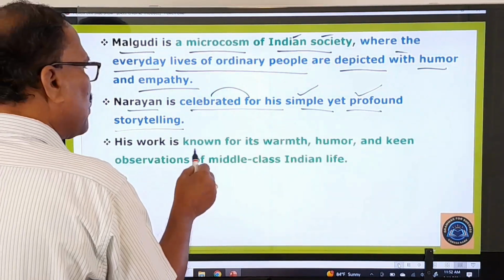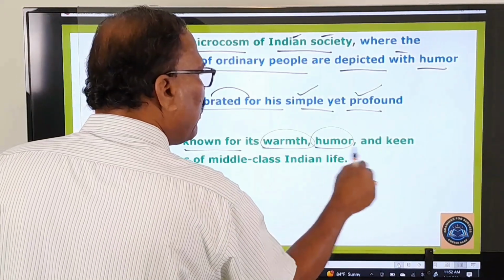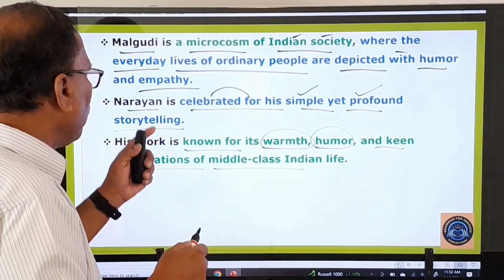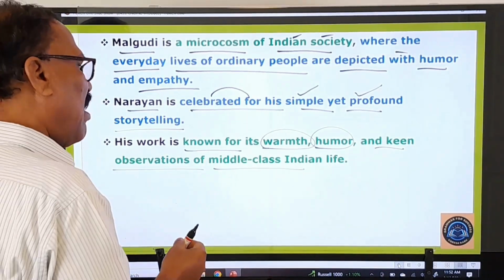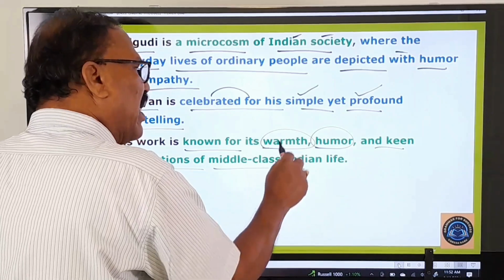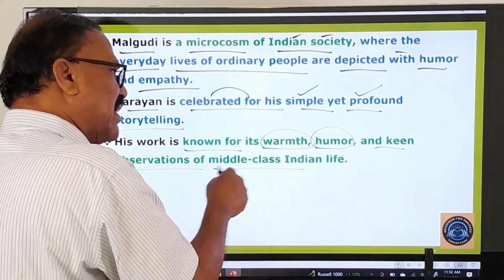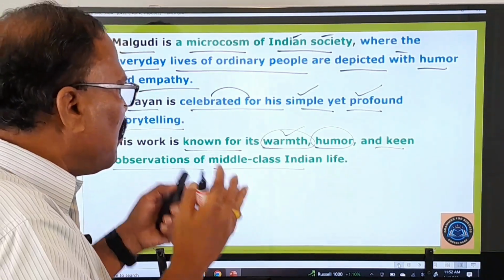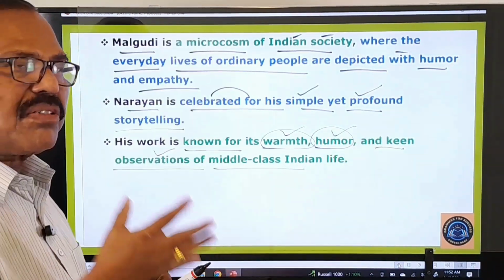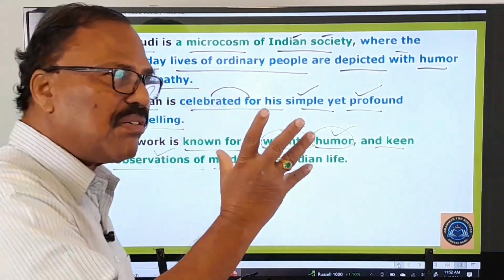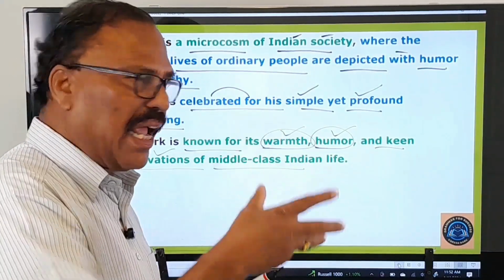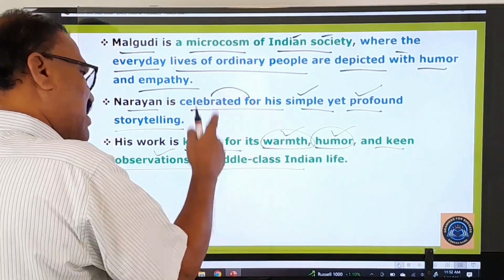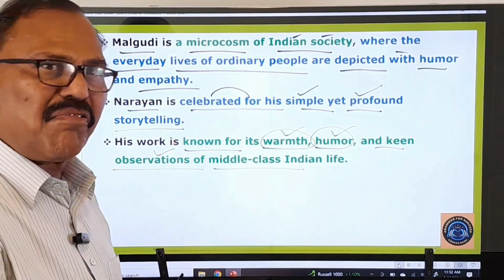His work is known for its warmth, humor, and keen observations of middle class Indian life. In almost all his works, you can find middle class Indian life, which he described in his writings with warmth. Warmth means some kind of enthusiasm, some kind of good feeling, and some kind of humor, with keen observations. He observed middle class Indian people keenly, and whatever he had seen in their lives, he has presented in his writings with humor and warmth, right?